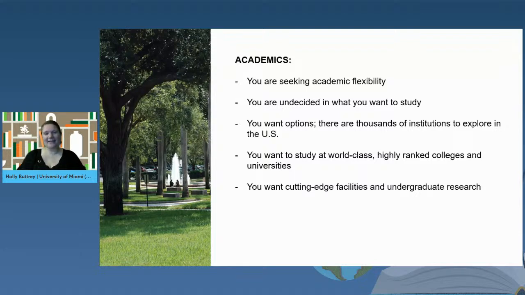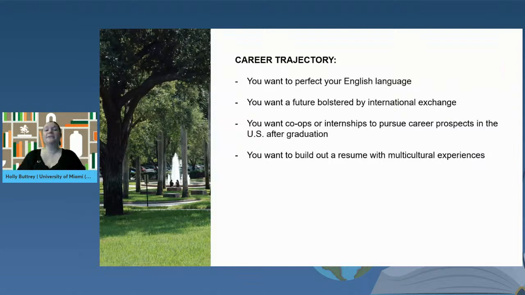But what you will also find academically at colleges and universities across the United States are cutting-edge facilities and access to undergraduate research. Lots of the academic focus is on that undergraduate experience, those bachelor's degrees, both Bachelor of Arts, Bachelor of Fine Arts, as well as Bachelor of Science degrees. And so one way to think about if the US could be a good landing spot for you would be through the academics available. Additionally, thinking about career trajectory.